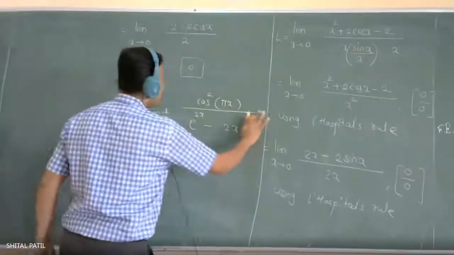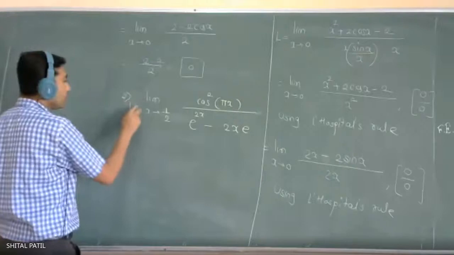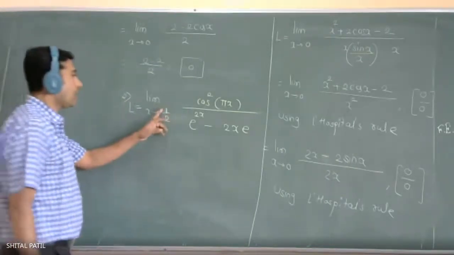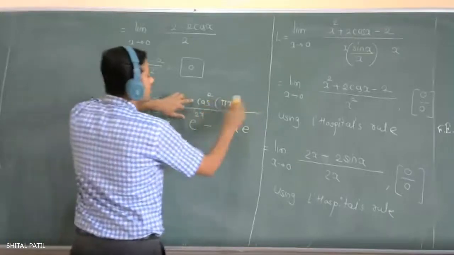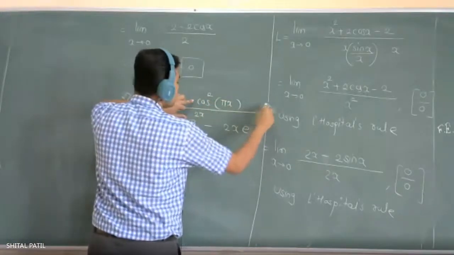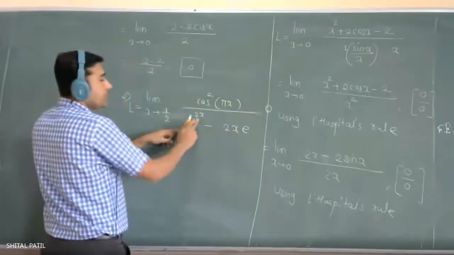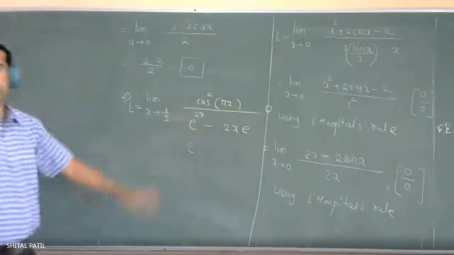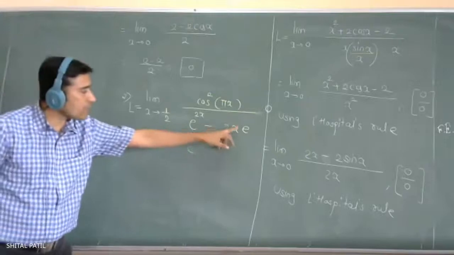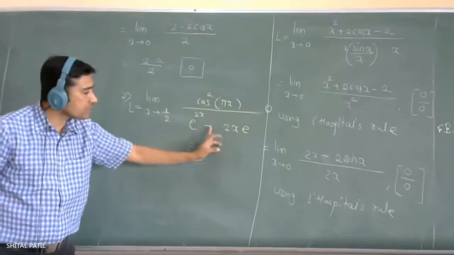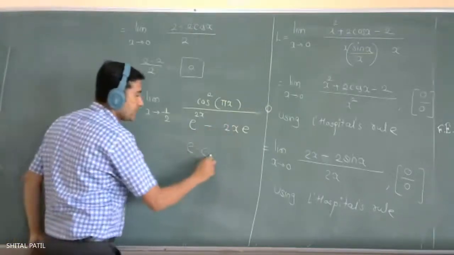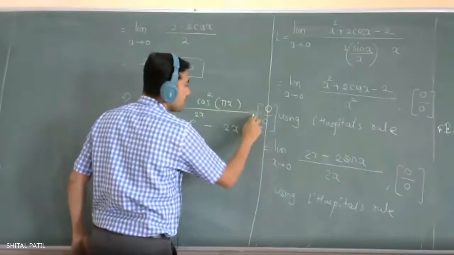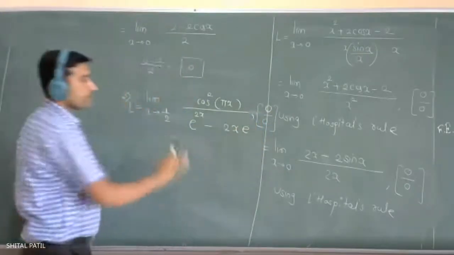Let n equal to. Okay, now substitute x equal to half. So cos of pi by 2 is 0, na? Cos of pi by 2 is 0. E raised to half, so it will become e. 2 will cancel. Right, and x equal to half, so 2 will cancel, minus e. E minus e equal to 0. Mention 0 by 0. Getting the answer?